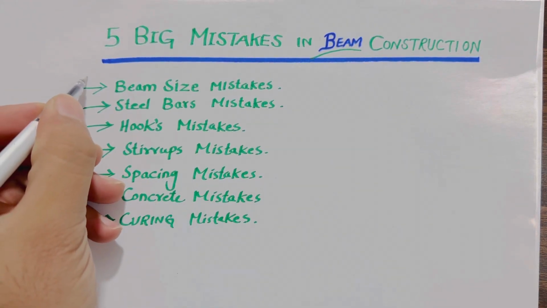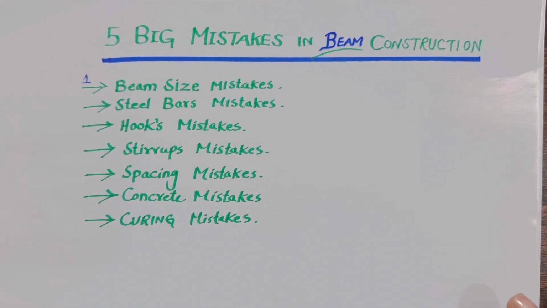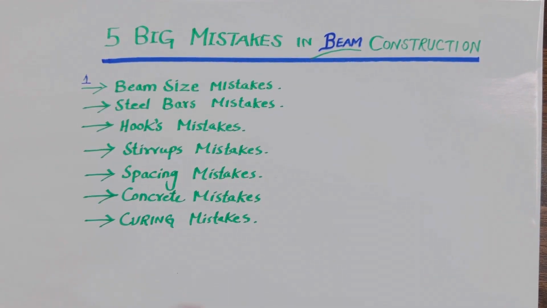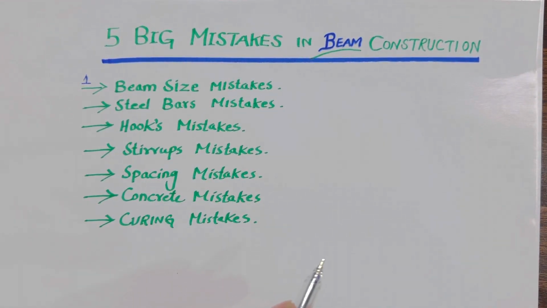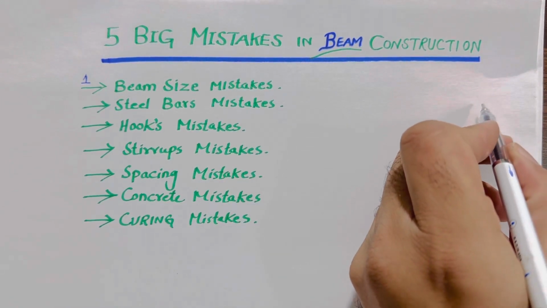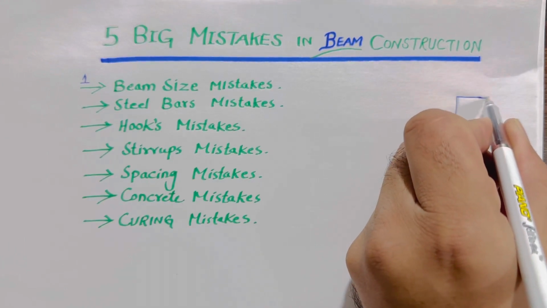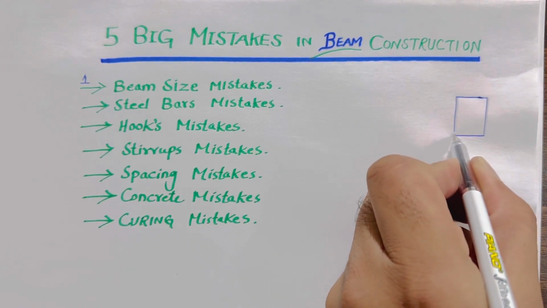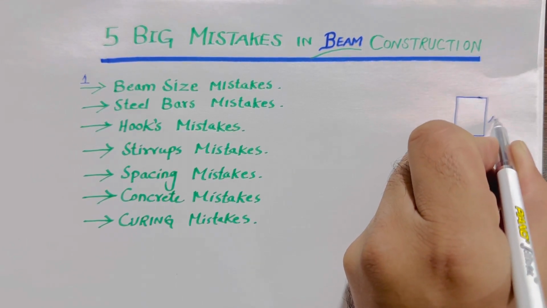The first one, guys, is about beam size mistakes. In most of the construction I saw, some people are new and don't know about building construction, and they want to build their house. So remember, this is the first big mistake: the size of the beam should not be less than 9 inches width and 12 inches depth.